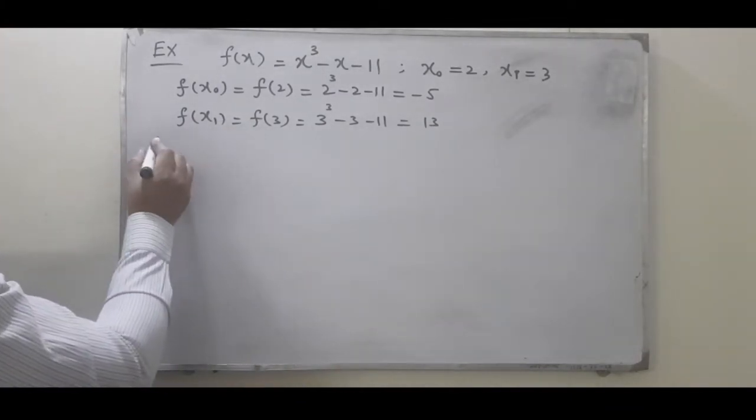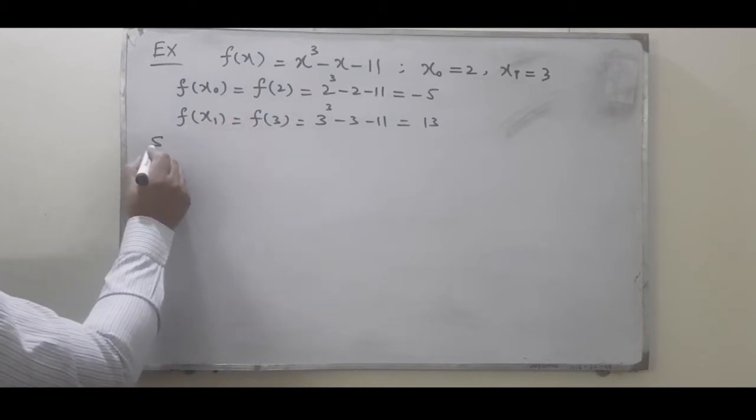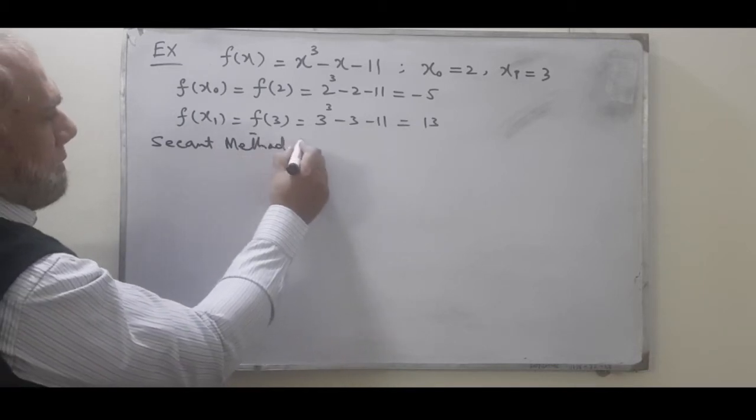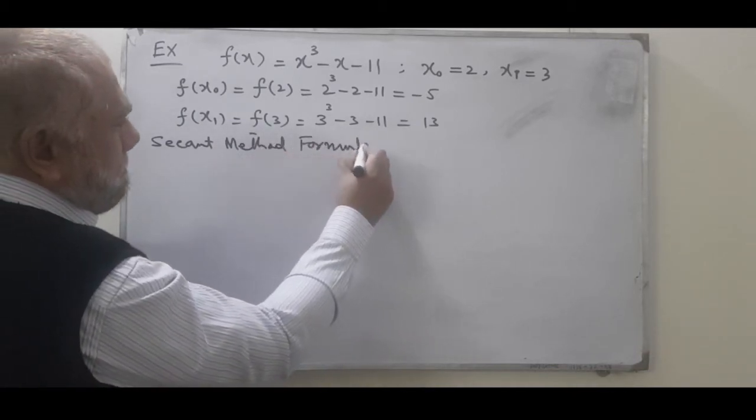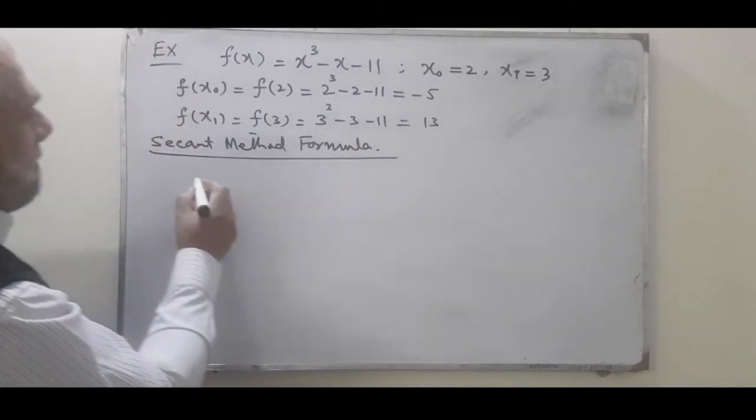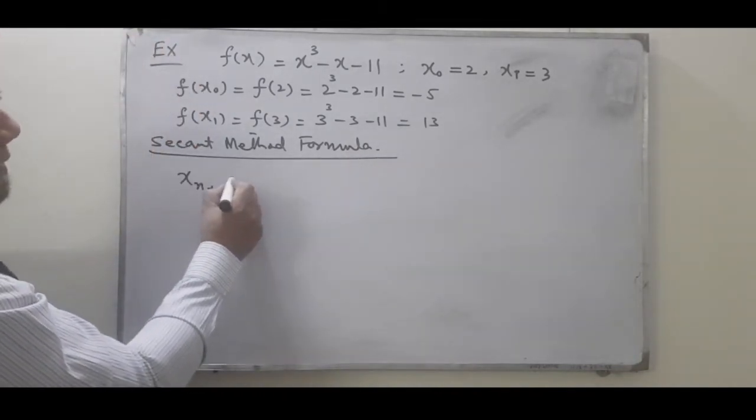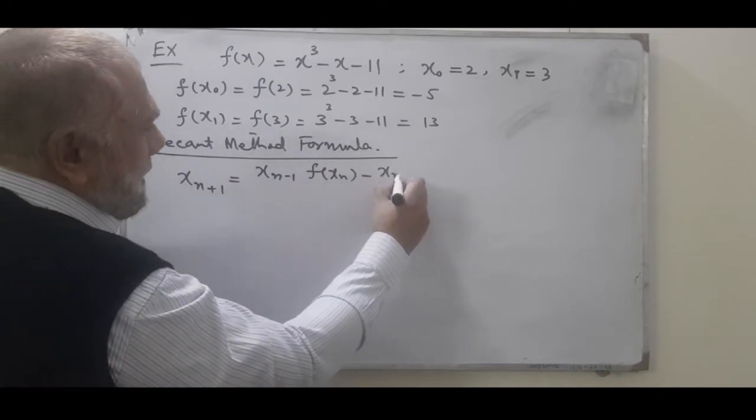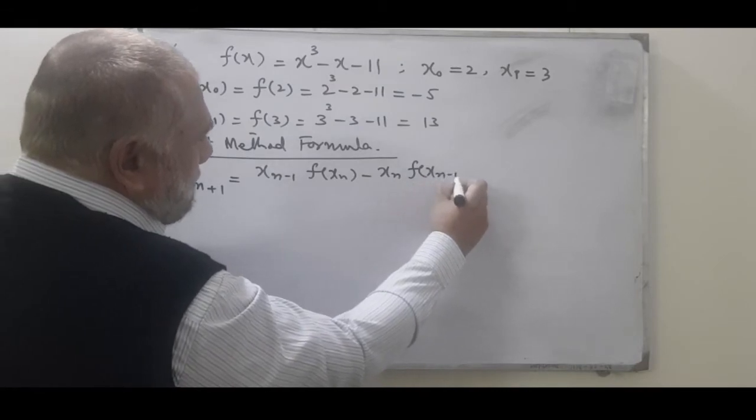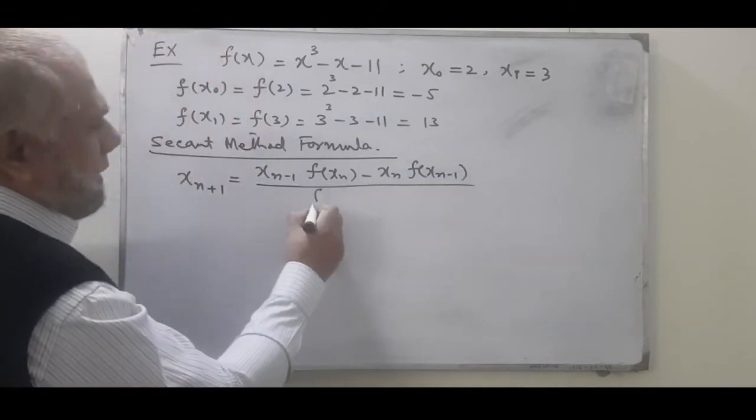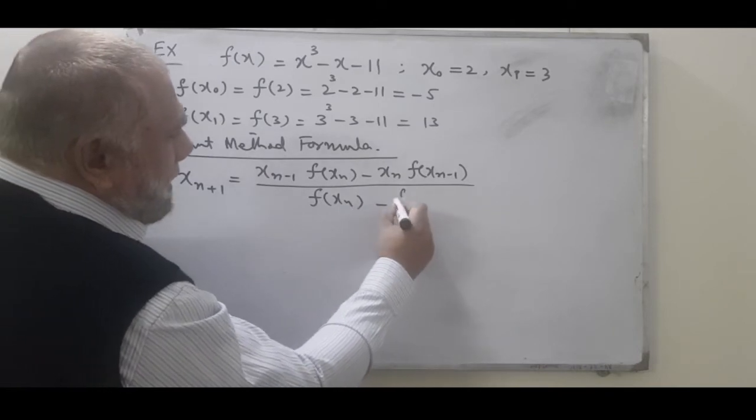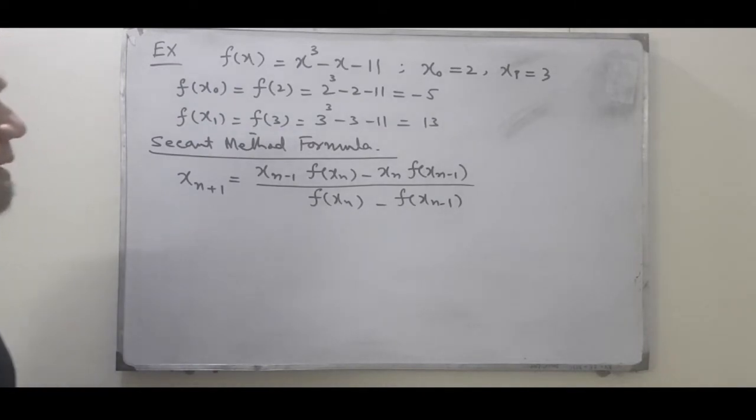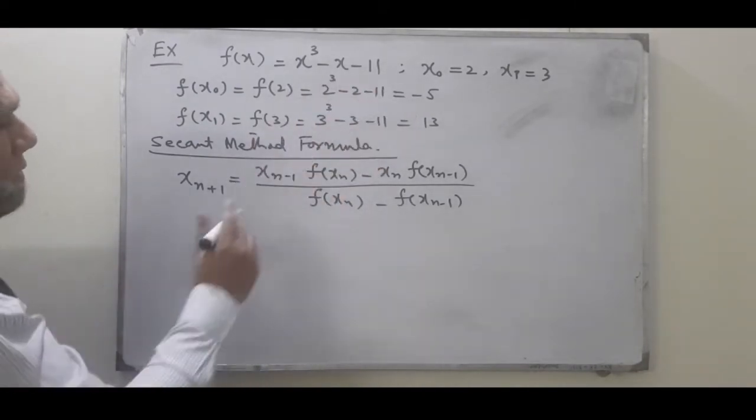So these are the values of the function at the two initial guesses which we have to use in our recurrence formula. The recurrence formula for the secant method is x_{n+1} = (x_{n-1} f(x_n) - x_n f(x_{n-1})) divided by (f(x_n) - f(x_{n-1})). So this is the formula we have to keep in memory, and we can use it to find the root of this.